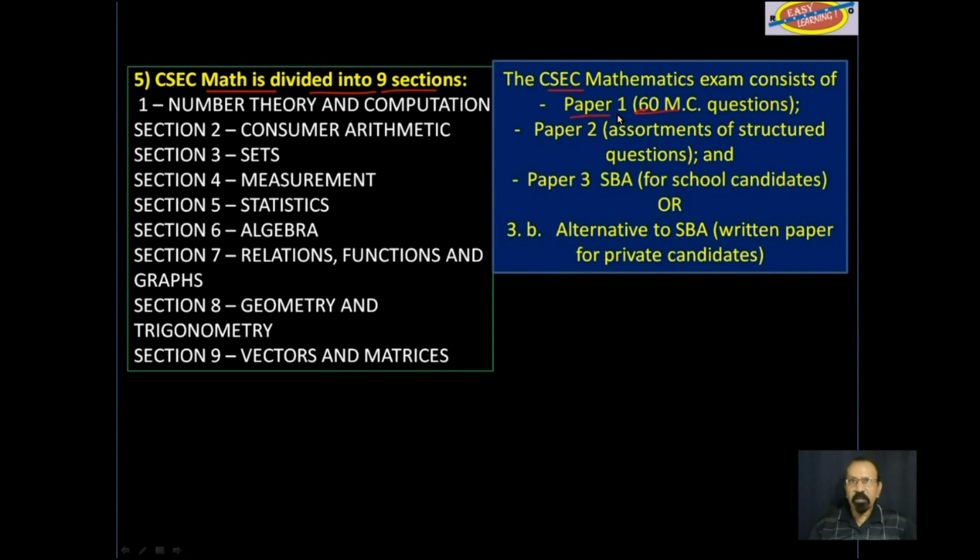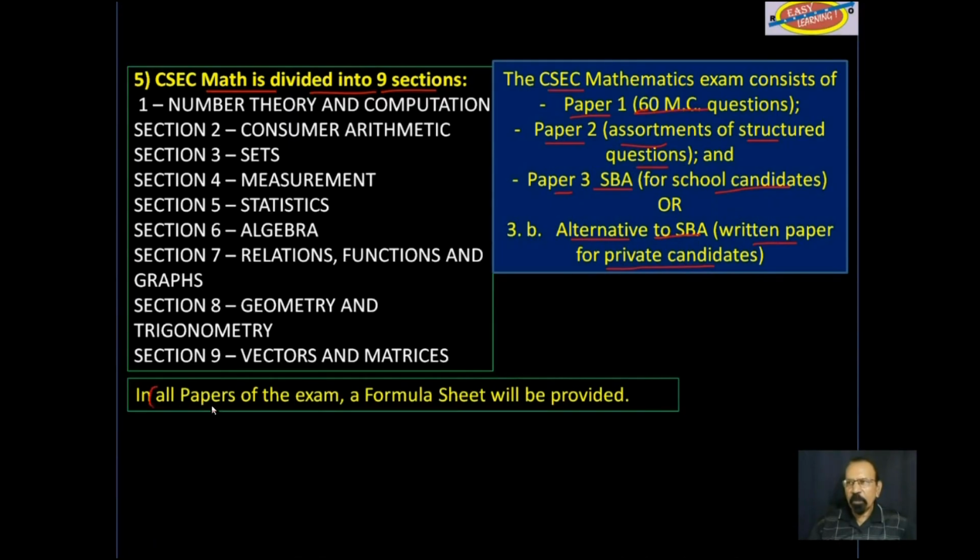Paper 1, 60 multiple choice questions. Paper 2, an assortment of structured questions. And paper 3, which is SBA for school candidates, or alternative paper to the SBA. It's a written exam for private candidates.